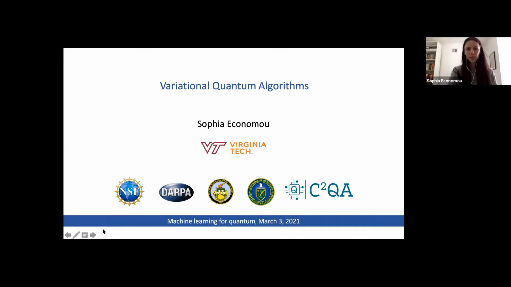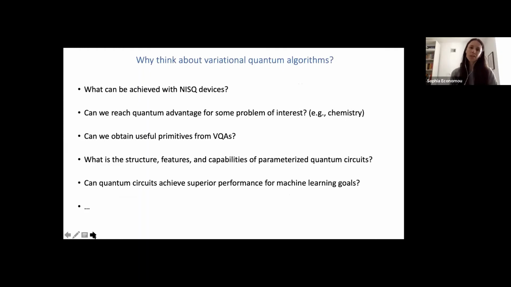And today I'll try to give a tutorial on variational quantum algorithms. We find these algorithms quite interesting for various different reasons. One reason people are looking at these is because we want to answer the question, what can we achieve with NISQ devices, where NISQ stands for Noisy Intermediate Scale Quantum, meaning quantum processors that are not full error-corrected quantum computers, but you can run circuits on them. As time goes by, the circuits become longer and longer, and we can presumably do interesting things. Of course, a very important question is, can we reach quantum advantage for some practical problems of interest?